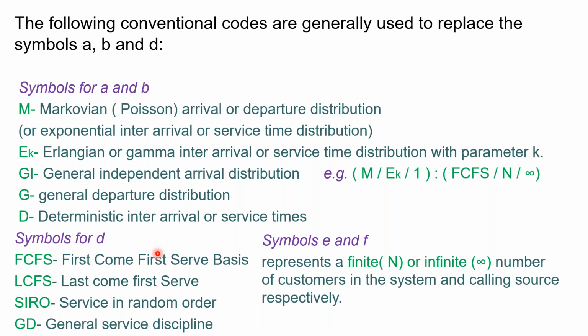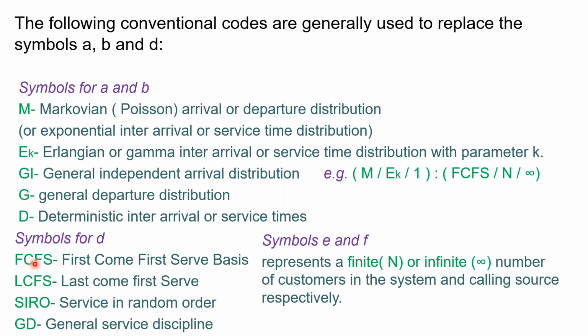Now this is for your A and B. So A and B can have MM, or MEk, or EkM, or GIM, or GM, or GIG. The combination can be different. For symbol D, there are some general codes which are used, like FCFS. It is for first come, first serve basis.